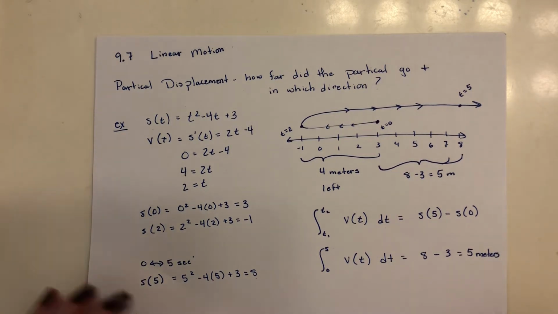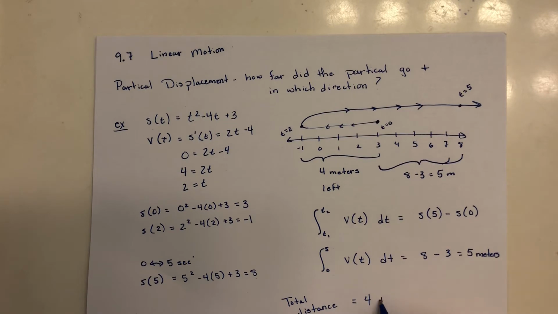Now, what if I'd like to know the distance traveled? So if I want to know the total distance, that's pretty simple as well, because I know I went 4 meters to the left, plus I went 8 meters to the right. So that's a total of 12 meters of total distance moved.